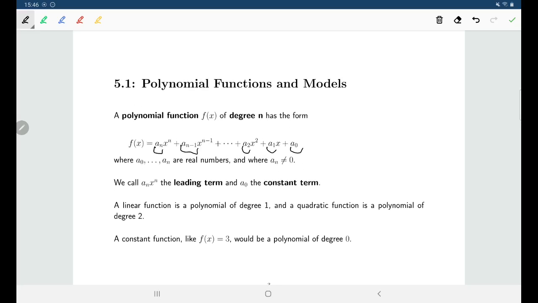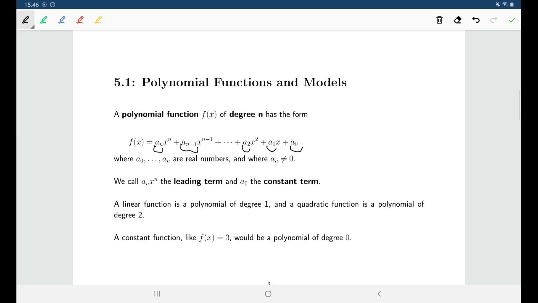The only restriction that we have here is that the coefficient a_n, the leading coefficient, can't be 0. And that's, of course, because if we want the highest power of this polynomial to be a power of n, then we have to have that x to the n term. That's why a_n couldn't be 0.